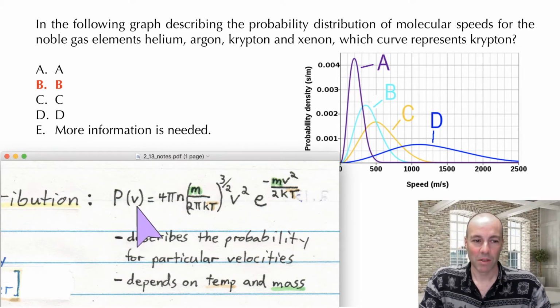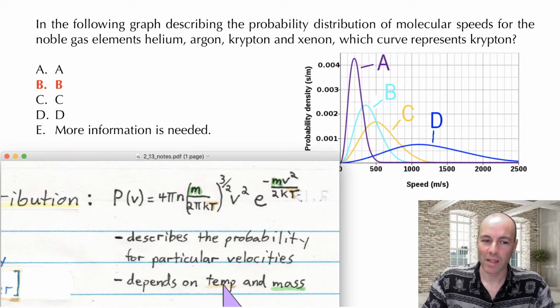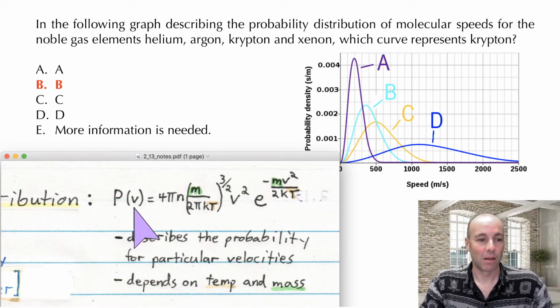We're not going to analyze this in too much detail, but notice that the probability that gas molecules have certain velocities depends on both the mass of the gas particle, highlighted in green, and the temperature of the gas, which is highlighted in orange. Let's take a quick look at these two factors that the velocities depend on. First, the temperature.